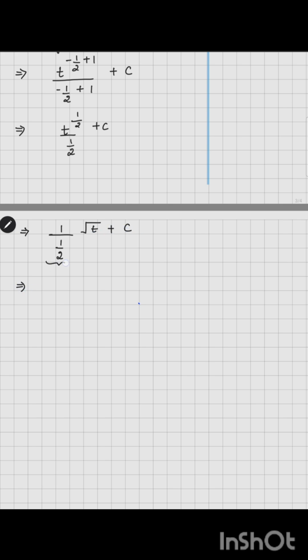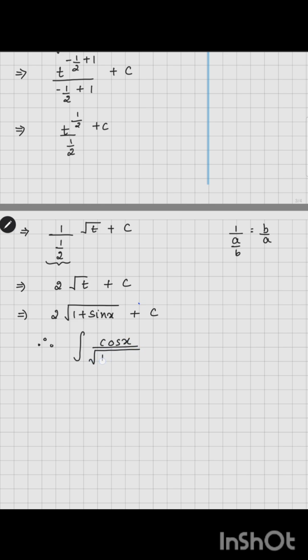So again we got this complex fraction, right? 1 divided by a by b is equal to b by a. So this will be nothing but 2 by 1, so we can just write 2 square root of t plus c. At the end we have to write the value of t. So t is nothing but 1 plus sin x, plus c. Therefore the integral of cos x divided by square root of 1 plus sin x with respect to x is equal to 2 into square root of 1 plus sin x plus c. So this is the solution.